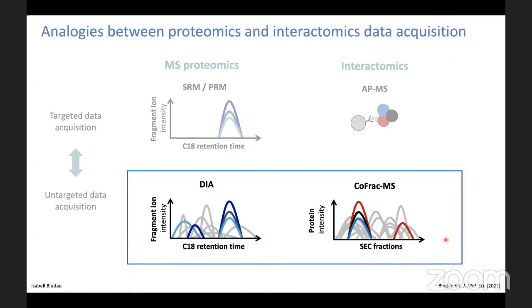Isabel, sorry, can I read a question because it might be relevant? Hello. When using SEC or IEX to perform fractionation of native protein complexes, how should we evaluate if the complex dissociates during passing of the SEC or IEX columns? So how do you control that dissociation is not happening during separation?